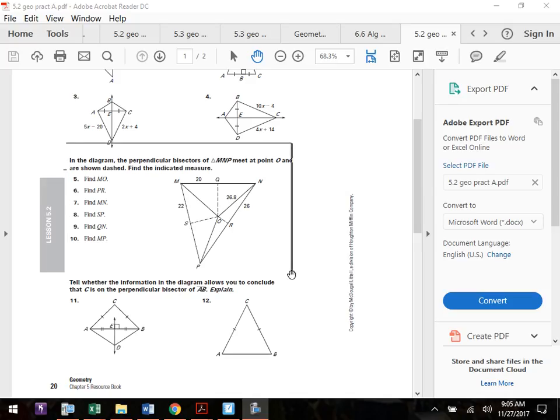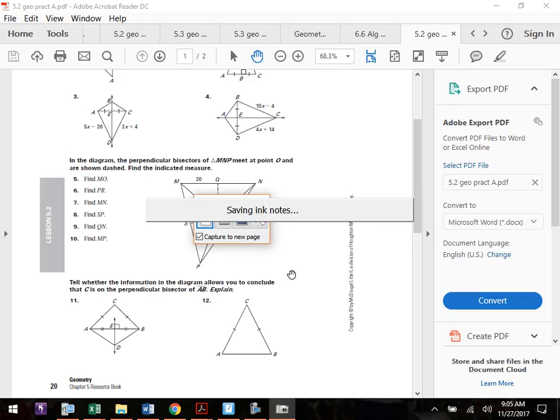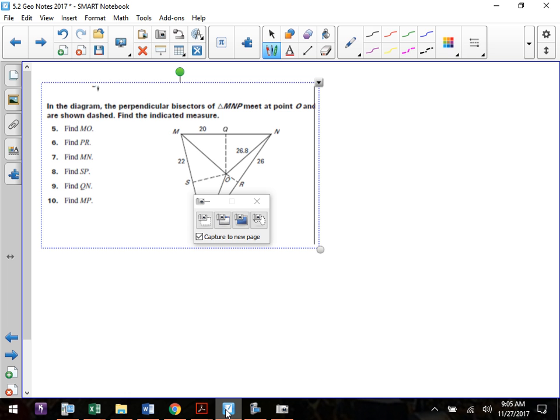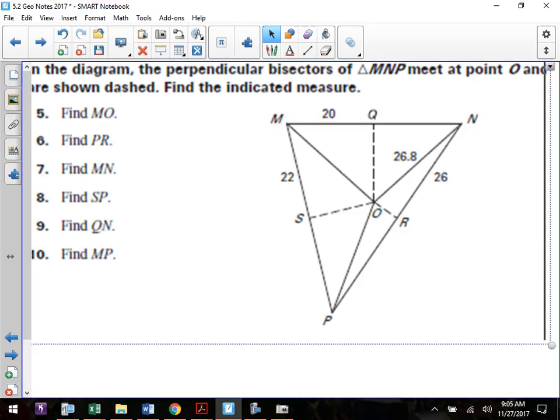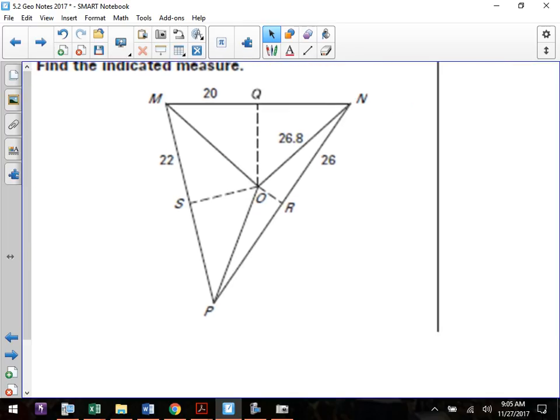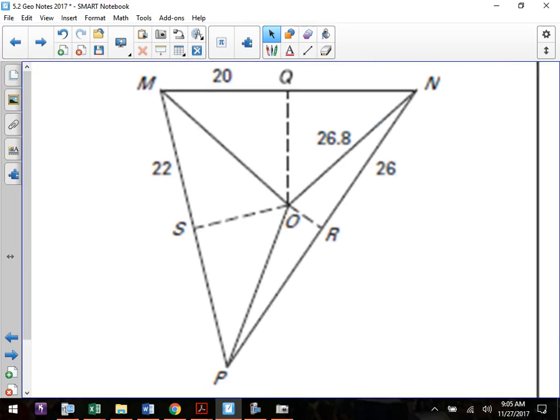Now, I want to show you guys what happens. Whoa, sorry. I didn't realize how loud that was. As we get into this more, you're going to start to see other weird-looking diagrams. Like I had stated earlier, you can have multiple perpendicular bisectors within a triangle. Now, all the perpendicular bisectors in this case are drawn up with dotted lines. OQ, OR, OS. Those guys are perpendicular bisectors.